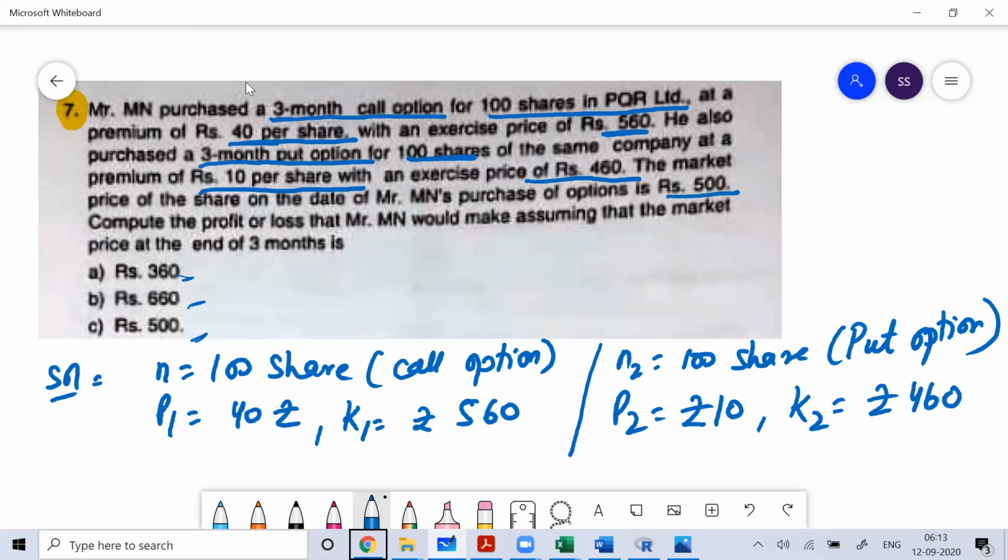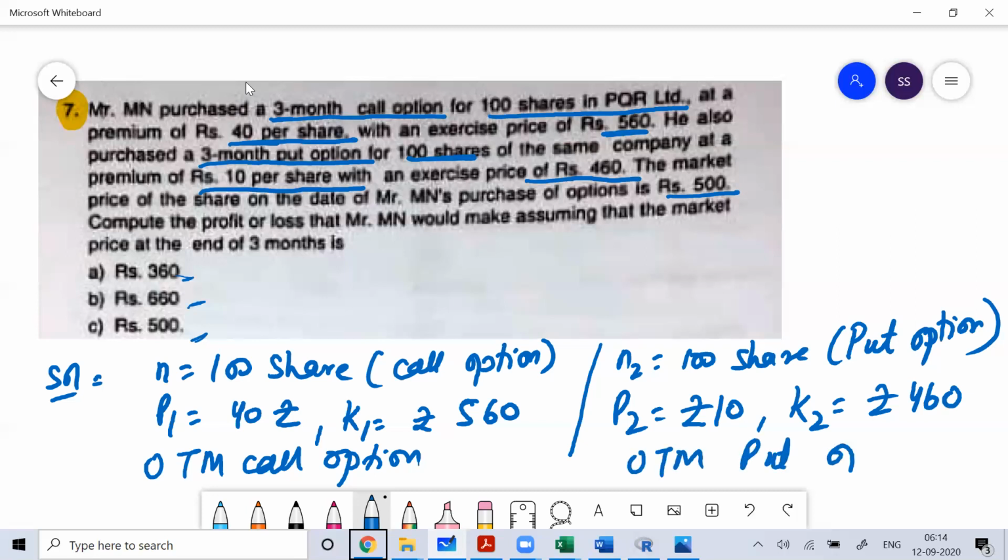So you can see the market price of stock is 500 rupees and you bought the call option for 560 rupees. So K is more than S. So this is out of money call option. And you can see the strike price for put option is 460 and S is more than K. So here this is out of money put option.